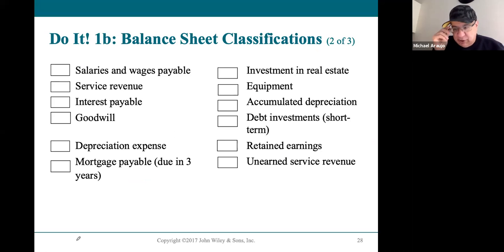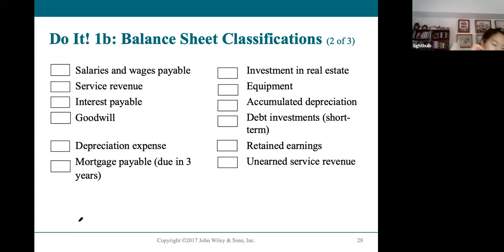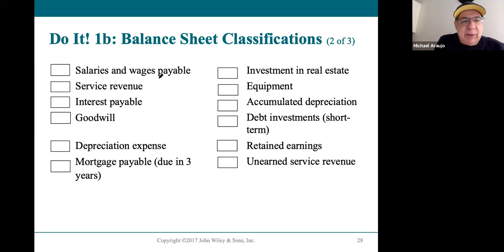Salaries and wages payable. Marianne, are you here? And where would you put that? Marianne here? How about Annalise? No? Christian? Hi. Oh, hi, Annalise, how are you? How would you classify salaries and wages payable?